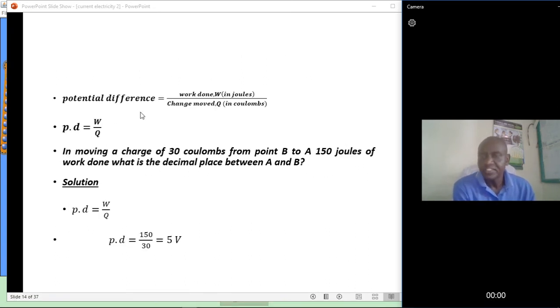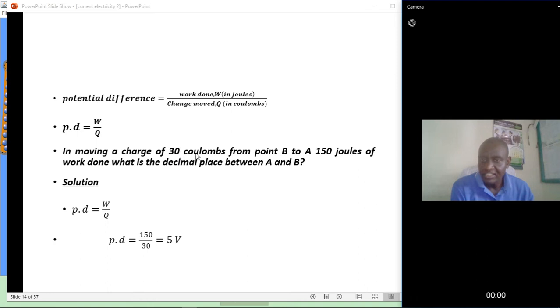So potential difference is work done in moving a unit charge. So it's work done over charge. Work done in joules divided by charge in coulombs. One joule per coulomb gives us a volt.